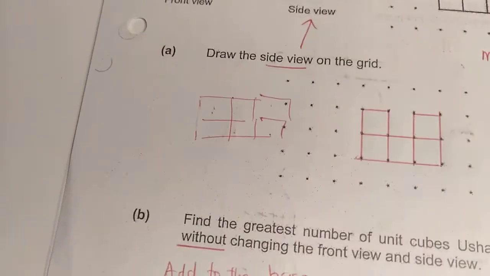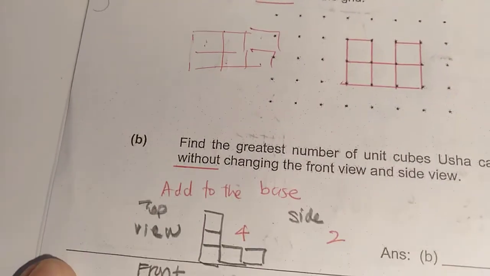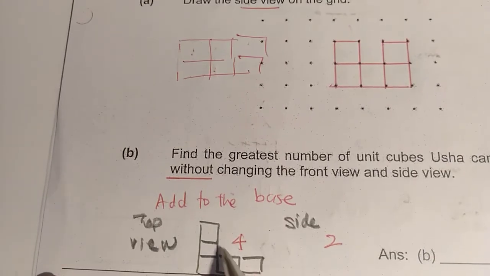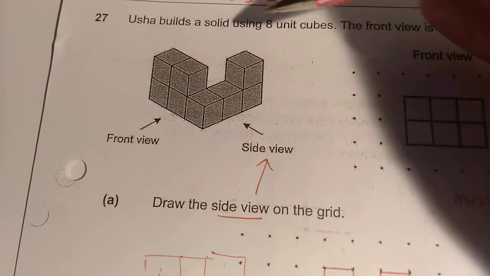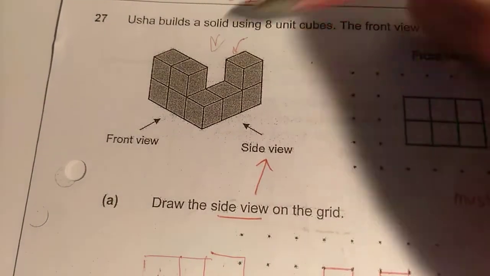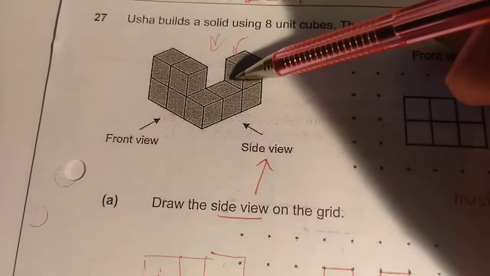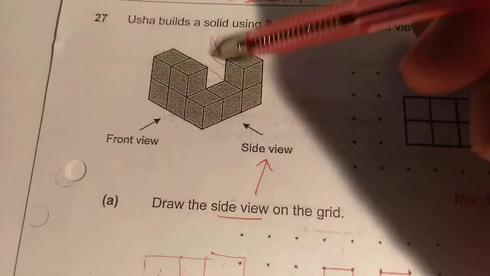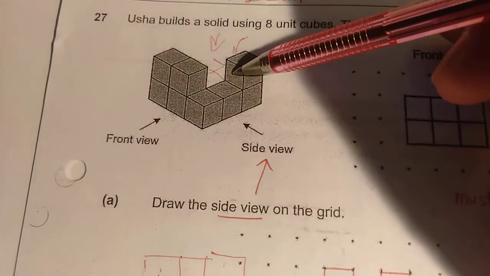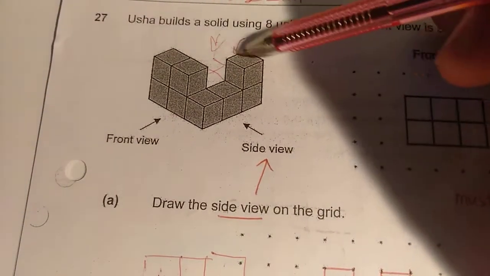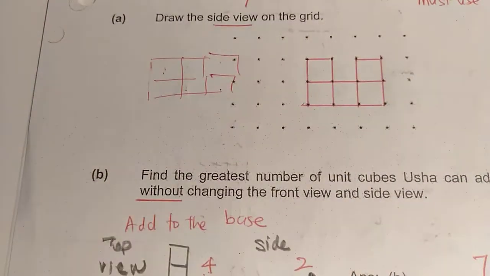So I look at it from the top. From the top view, I add to the base, I can add this 4. From the side view, which is this side, I can add 2 more. That 2 is here and here. So the base is underneath, is here, what I meant earlier on. That 4 I can add is here. And then 2 on top here. So that makes 6.